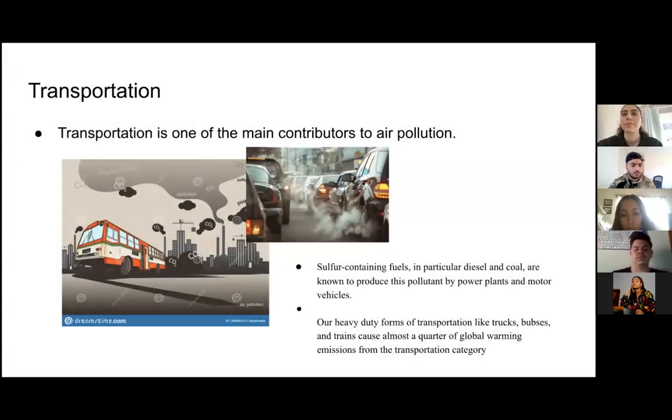Thank you. Transportation, being one of the main contributors to air pollution, emits more than half of the toxins that fill our air. The vehicle exhaust tends to cause dysfunctions with almost all organs in the body and has been one of the most major causes for global warming.